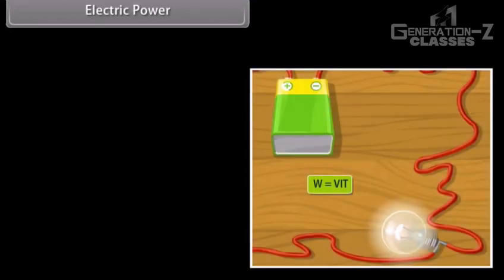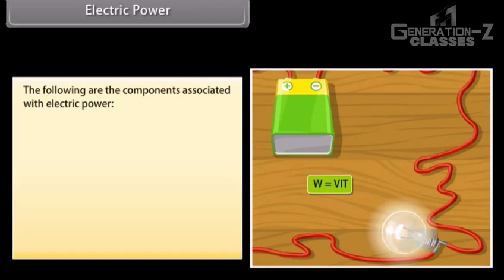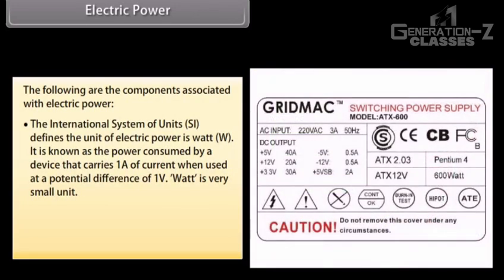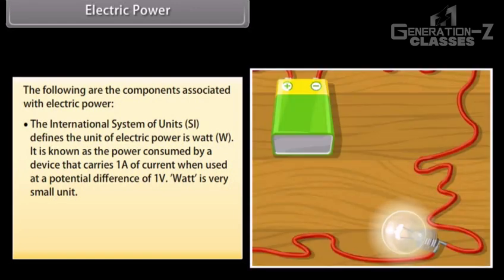Electric power. Electric power is the rate at which electric charge is transferred by an electric circuit. This is commonly known as electric power. The following are the components associated with electric power. The International System of Units (SI) defines the unit of electric power as the watt (W). It is the power consumed by a device that carries 1 A of current when used at a potential difference of 1 V.